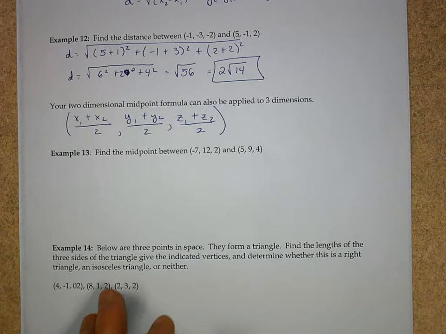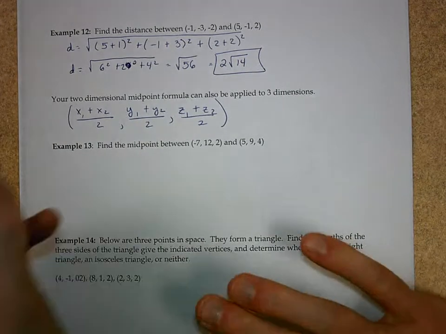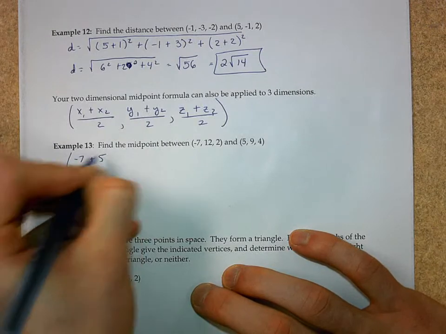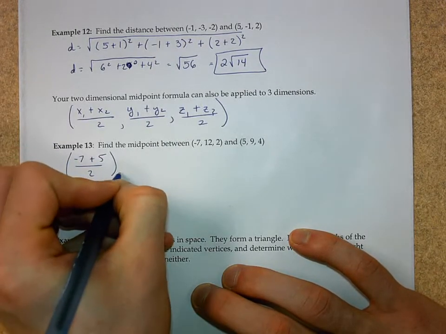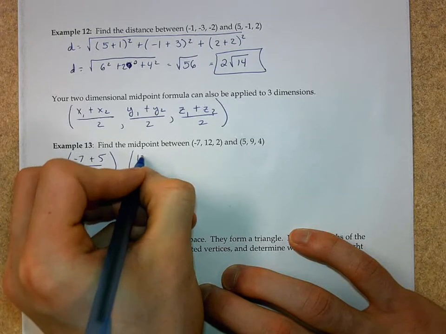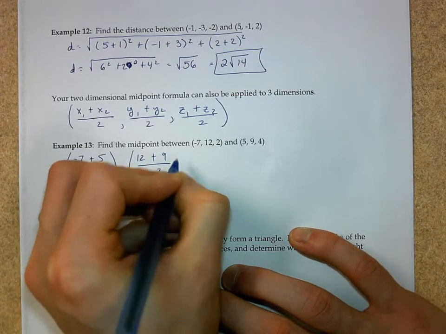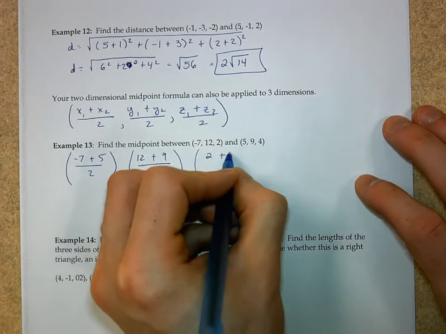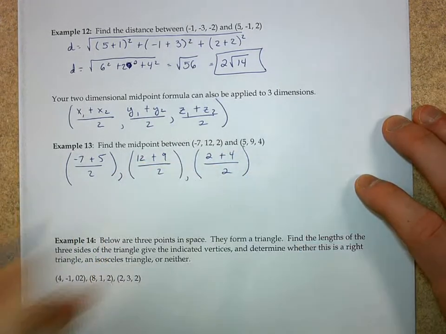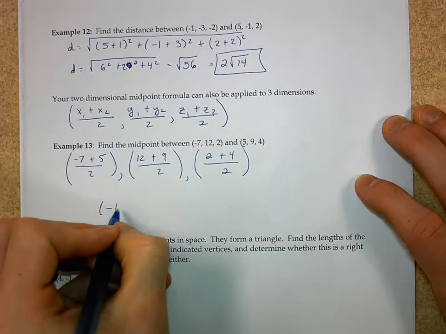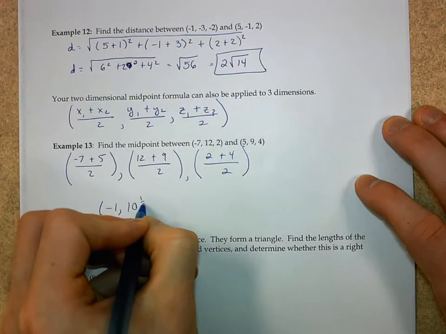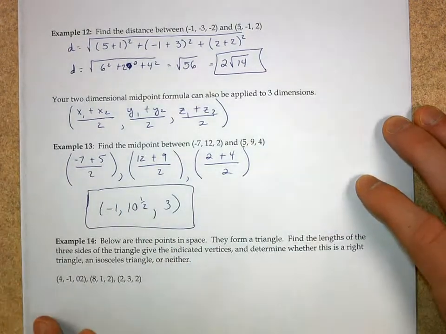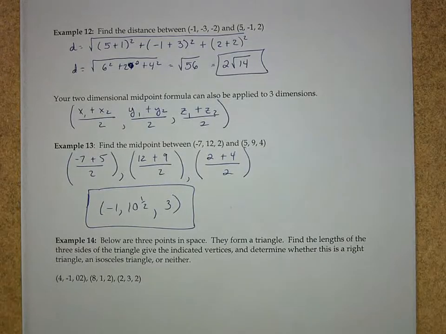So finding the midpoint between these 2 values, we are going to take our x values, add them together, divide by 2. Take our y values, add them together, and divide by 2. And take our z values, add them together, and divide by 2. Which will give me my midpoint.